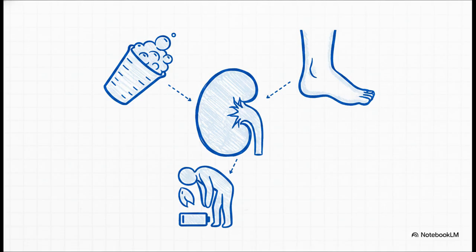For instance, foamy urine? That happens when the glomerular filtration barrier fails and starts leaking structural proteins into the urine. Swelling, or edema? That occurs when the nephrons fail to properly balance fluid and sodium reabsorption, causing water to pool up in the tissues. And unexplained fatigue is often tied to the kidney's failure to produce hormones like erythropoietin, which is essential for red blood cell production.